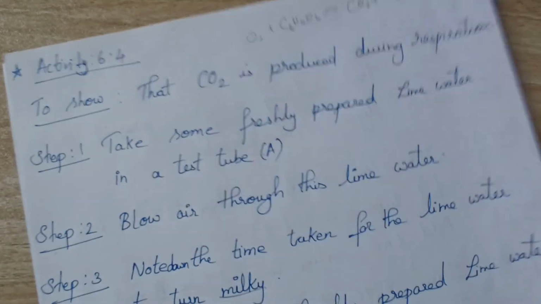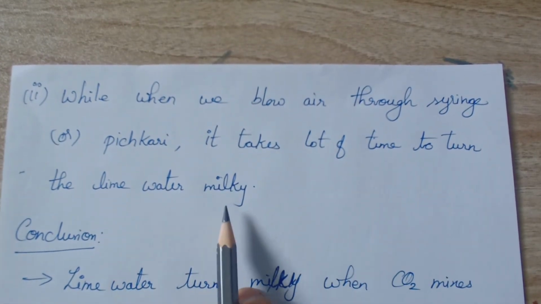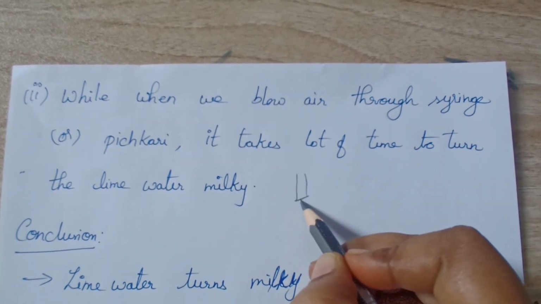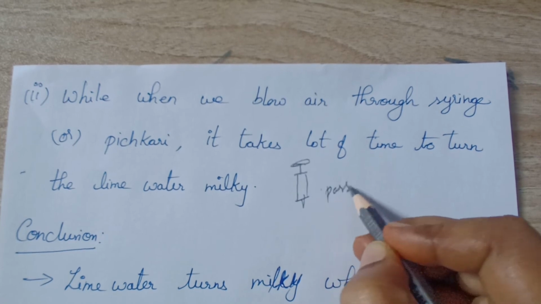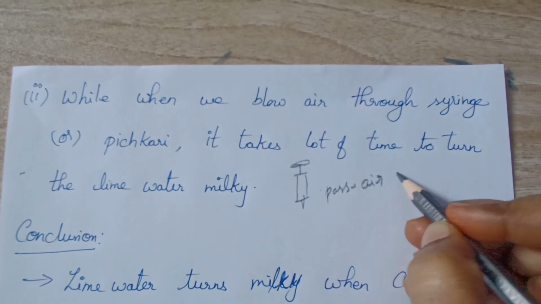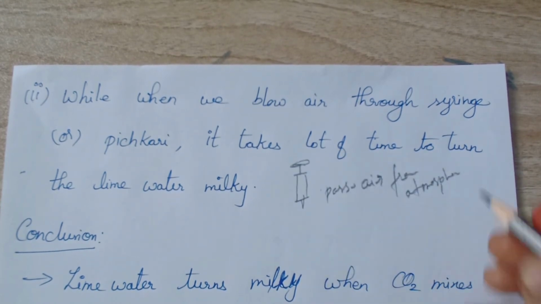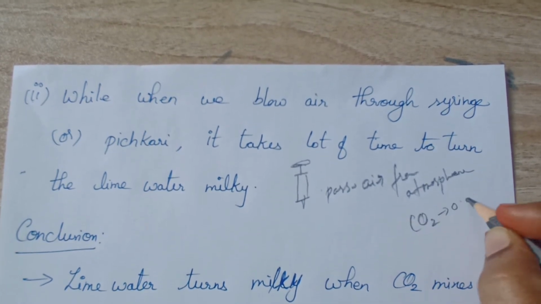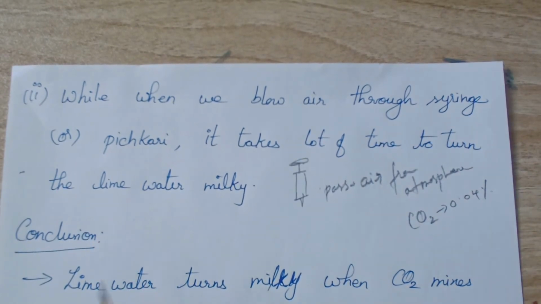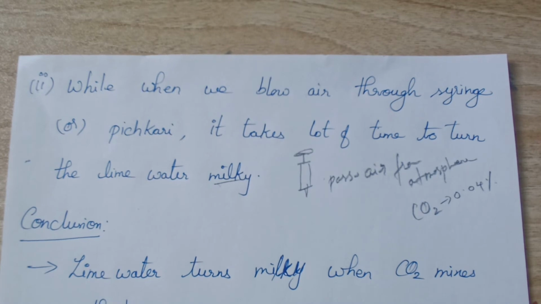But in case air is passed into the lime water using a syringe or pitchkari, it takes a lot of time to turn the lime water milky. Why? Because through this pitchkari you are passing air from the atmosphere. When you push this, only air from the atmosphere enters the lime water. How much percentage of carbon dioxide does the atmosphere contain? 0.04%. It will take a lot of time to turn the lime water milky. Clear on this?